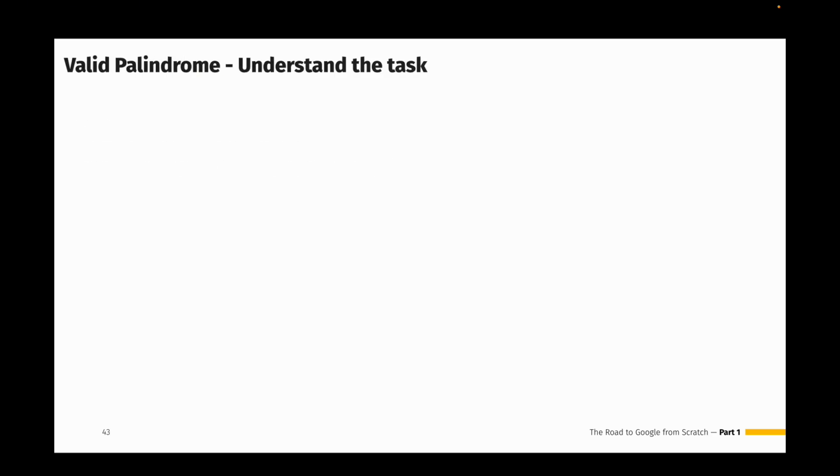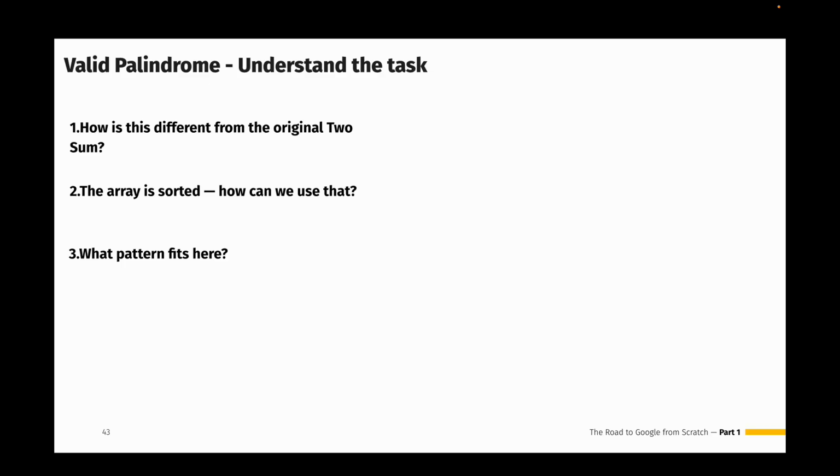Okay. Now let's answer some questions. I think it will help you better understand the task. So how is this different from the original Two Sum? So in previous videos we already have the same task where we need to find the target in our array, but in this version 2, we have an additional condition. So the second question is, the array is sorted, so how can we use that? And what pattern fits here? So let's answer these questions.